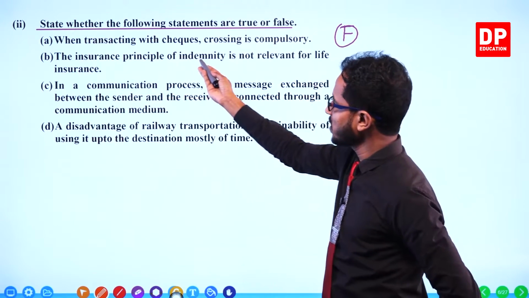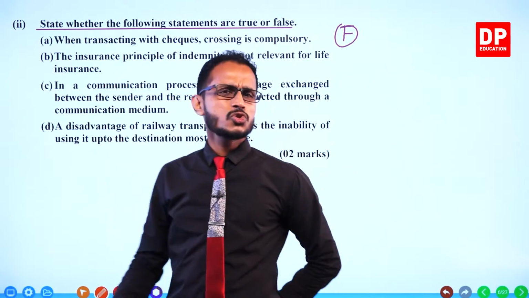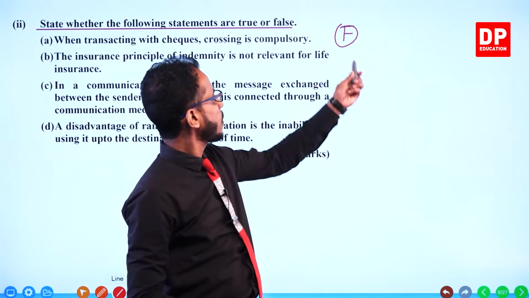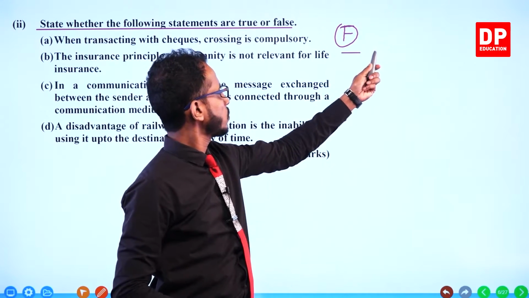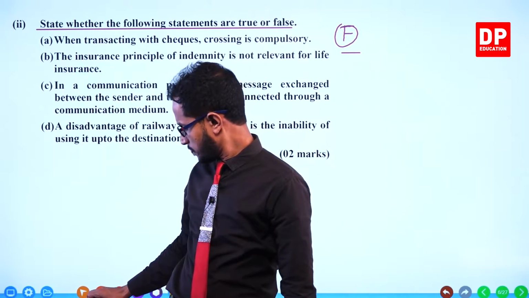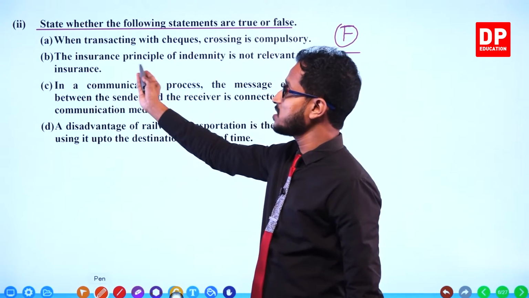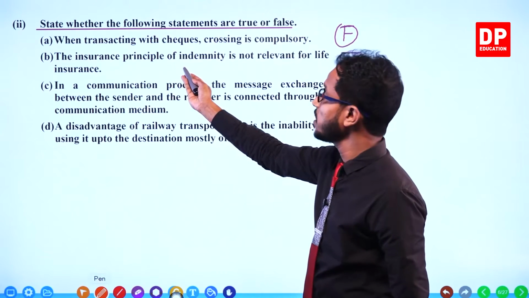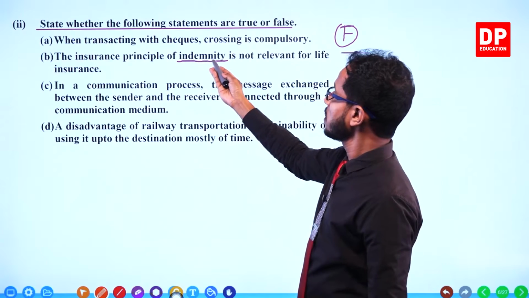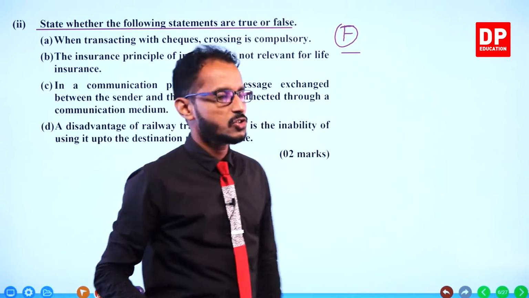Insurance principle of indemnity is not relevant for the life insurance. That is true, right? It's true. Insurance, principle of insurance. What is the principle? Indemnity. This principle is not relevant for life insurance. Yes, it's true.